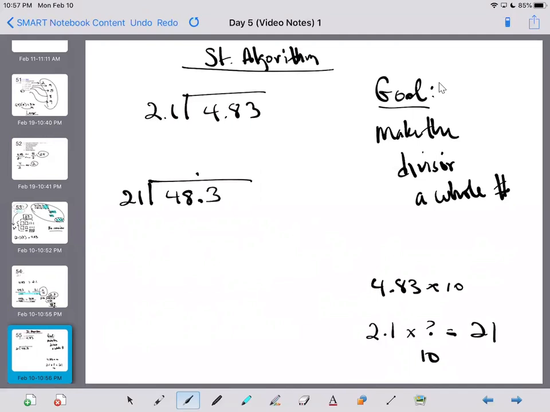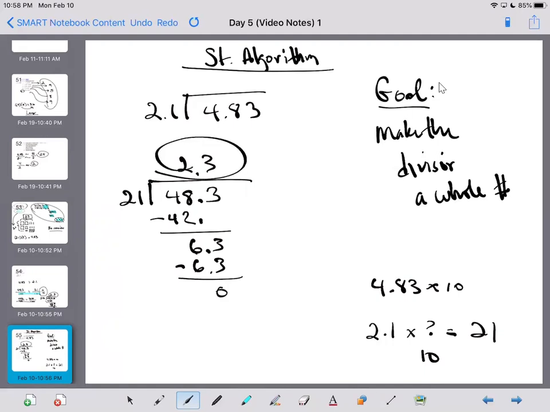Now I can go through my standard division, and this would divide twice. So that would be 42, and then 21 will divide 63, 3/10 times, and you get a remainder of 0, which is what we saw that the answer was earlier. So there's your different methods.